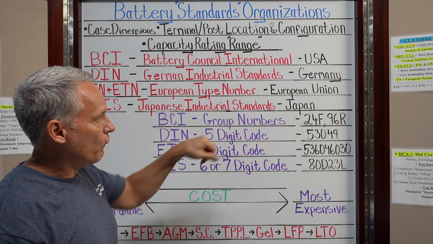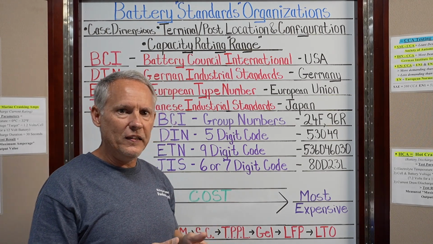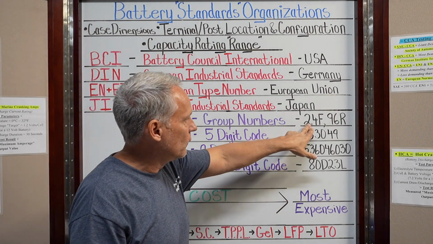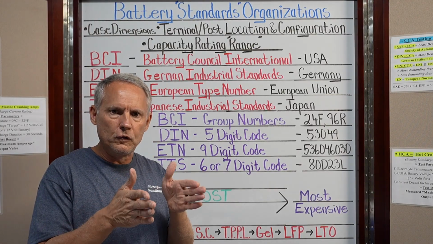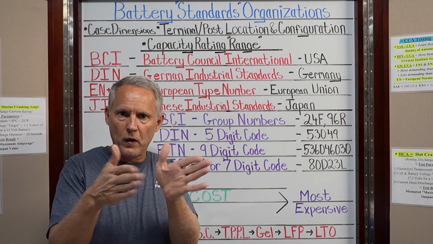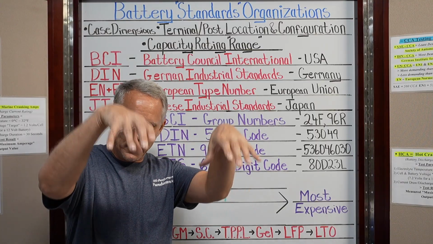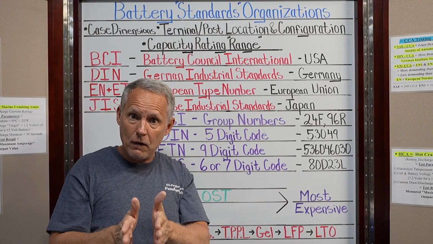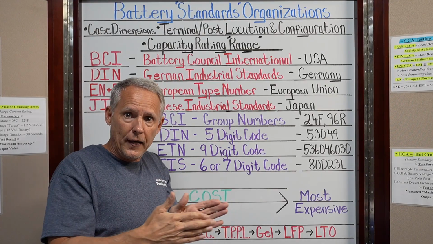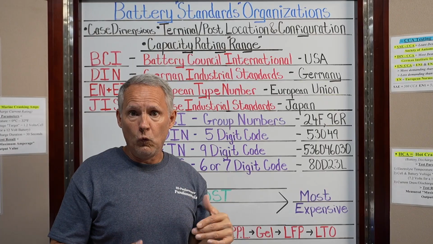BCI is known for group numbers. Group numbers being like a 24F or a 96R. In this little group number, 24F, you can find out how the cells are laid out in a battery, whether they run this way or that way, depending on a topographical view looking down on top of the battery. If you could see inside the battery, how do the actual plates lay out? Do they lay out like this, or do they lay out like that? You can tell the physical dimensions of the battery, the height, the width, the length.